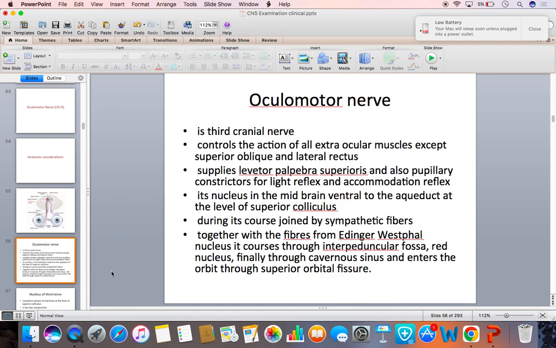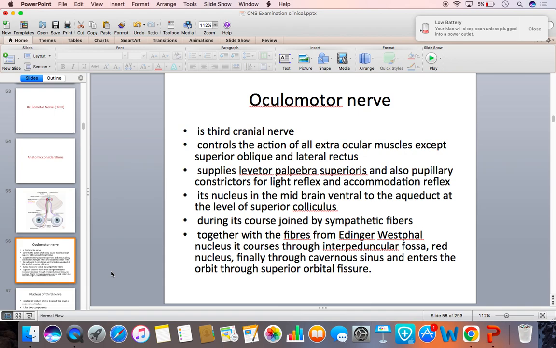To repeat, the oculomotor nerve is the third cranial nerve. It controls the action of all extraocular muscles except superior oblique and lateral rectus. It also supplies levator palpebrae superioris and the pupillary constrictors for the light reflex and accommodation reflex. Where is its nucleus located? It is in the midbrain, ventral to the aqueduct of Sylvius, at the level of the superior colliculus.